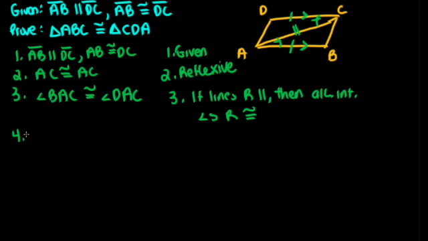Finally, we need to prove these two triangles congruent. If we look at our picture, we can see that we have one side, an included angle, and another side, which are all congruent. This is exactly what the SAS postulate states. So we can say that triangle ABC is congruent to triangle CDA because of the SAS postulate.